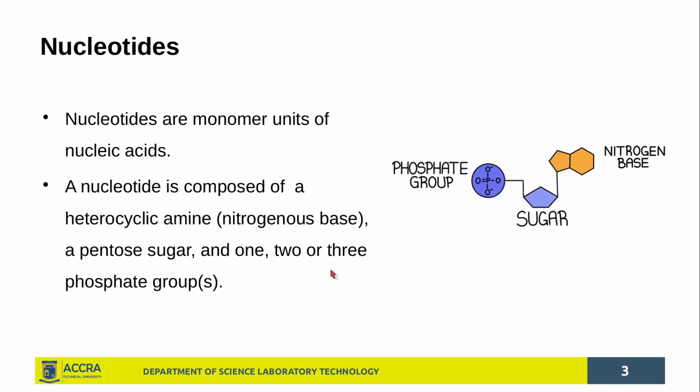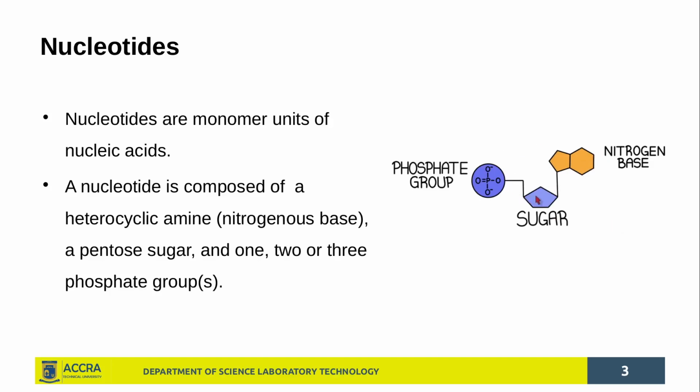Now, nucleotides are made up of three major components. That is the pentose sugar or the 5-carbon sugar, on which on carbon number 1 you have the nitrogenous base, and on carbon number 5 you have the phosphate group. Now we'll continue to look at the structure of each of these components.